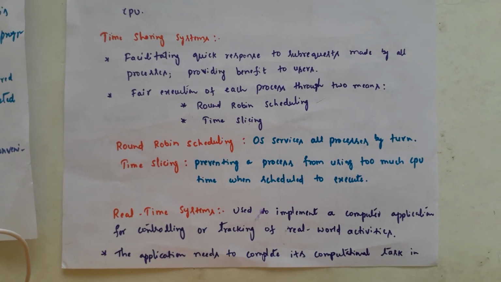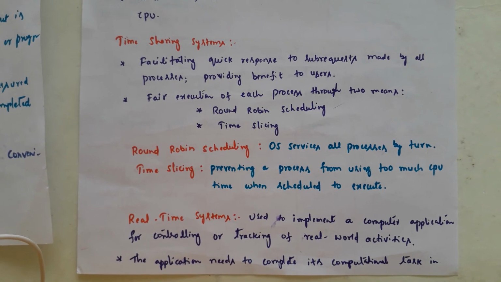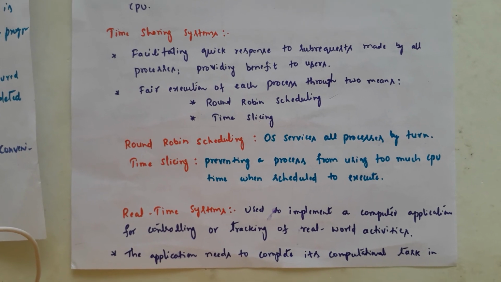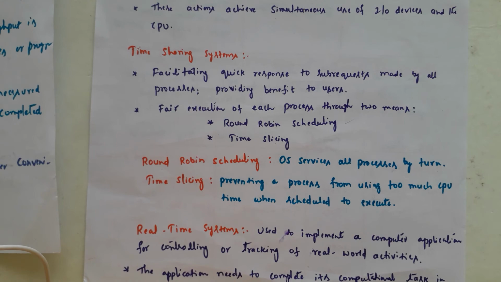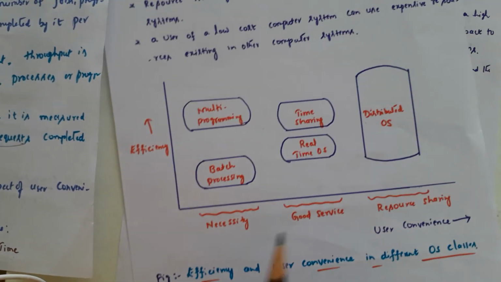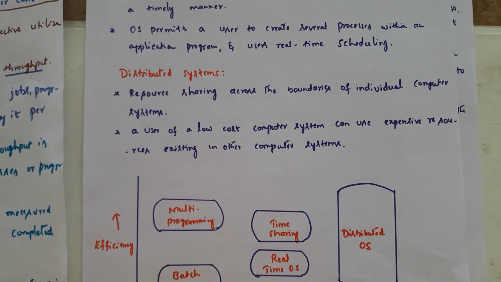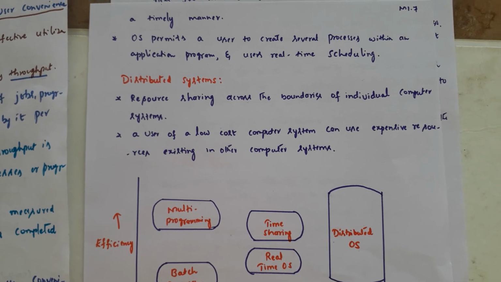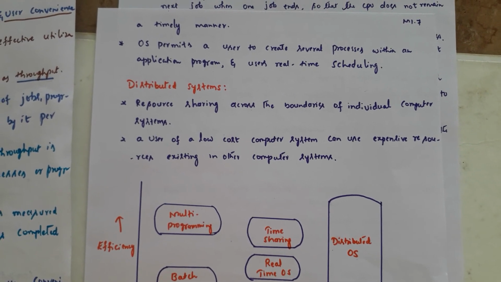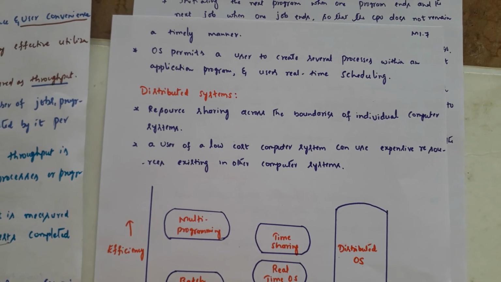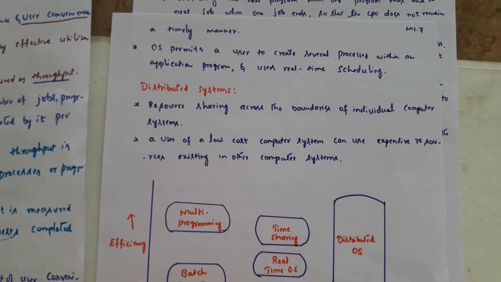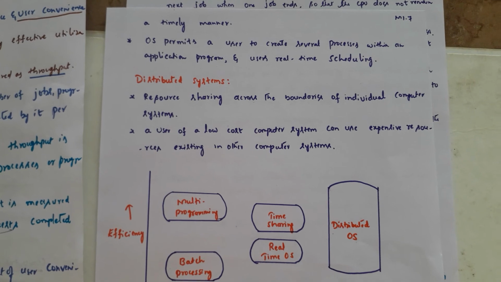Real time system. The name itself says we want all the computation to work for real world activities, right? Next we have the distributed system. A distributed system says that a user who is using a low cost computer system can use the resources which are available on any expensive computer system.